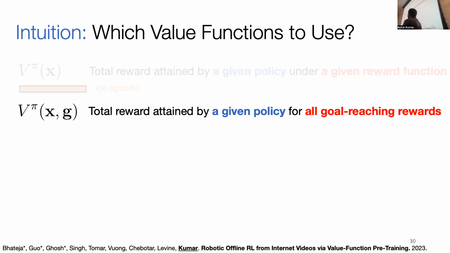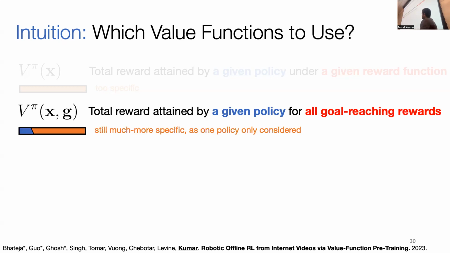I can say, well, I want to train a value function on video data that tells me the total value I would get if I were to execute a given policy pi for reaching arbitrary frames, or arbitrary goals in the video as well. This is a very general reward function because it's a goal-reaching reward function. I can define goals as any arbitrary frame in the video that I've seen, even across frames not appearing in the same video clip at all.